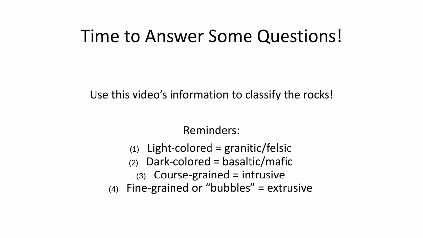All right, so for today's activity, I'm going to show you just pictures of rock, and your job is to classify them. Remember that if it is above ground, it's extrusive. If it formed below ground, it's intrusive. If it's light colored, we call it granitic or felsic. It's the same thing. If it's dark colored, it's got low silicates, high metals, and so it's basaltic or mafic.